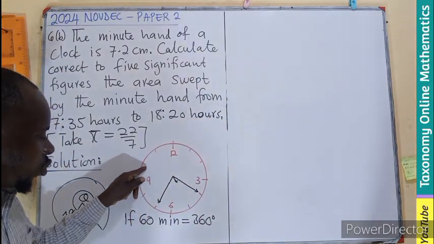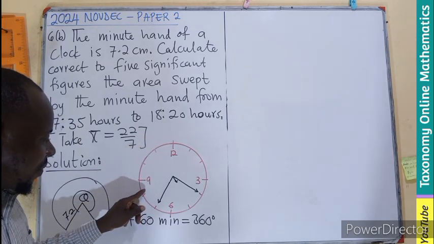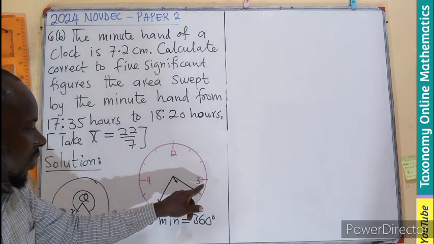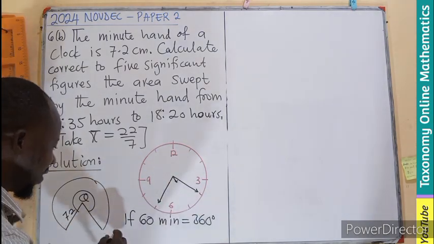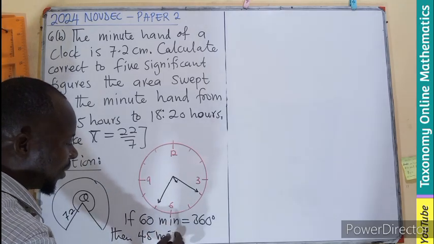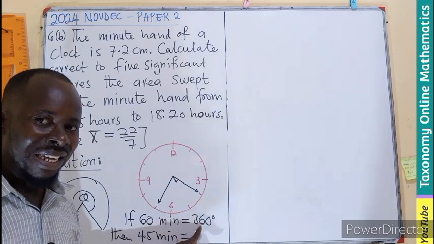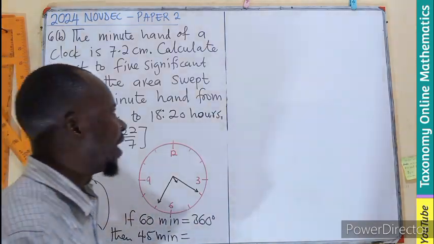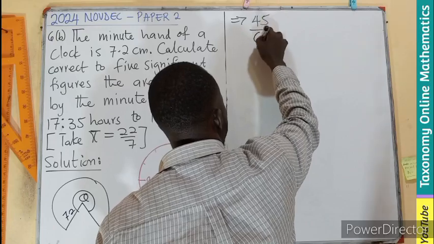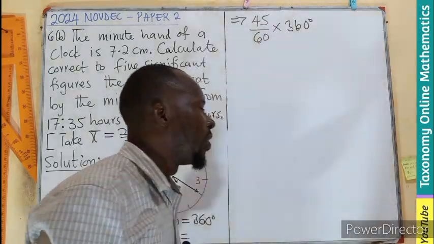5, 10, 15, 20, 25, 30, 35, 40, 45. So it means that 45 minutes is what the minute hand is traveling. The 45 minutes will give us less than this. So if less, we divide. So this implies that 45 divided by 60, all in minutes, times 360 degrees.